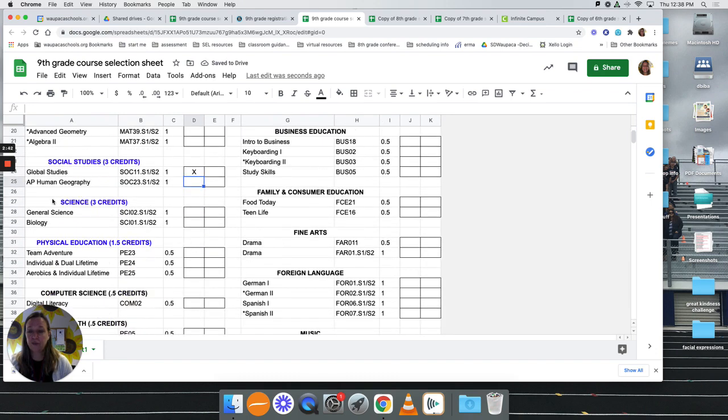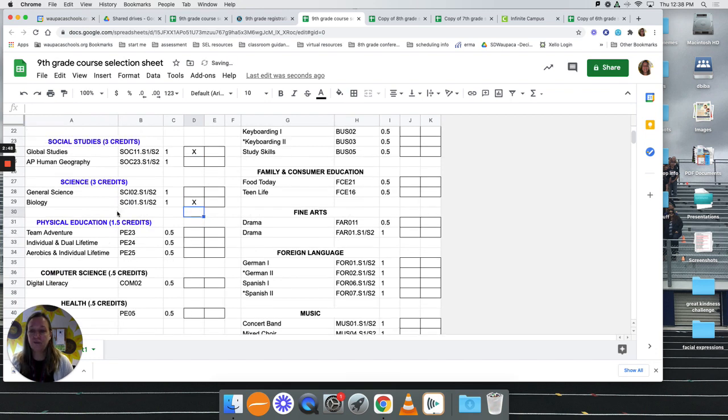You have to choose general science or biology. And then you have to choose a FIAD, either team adventure, individual and dual lifetime, or aerobics and individual lifetime. Remember, team, if you're competitive, you want to win, you love to play, you love to compete. Individual, more laid back, still doing some team stuff, but not so competitive. Aerobics, Pilates, yoga, things like that. So take your pick there.